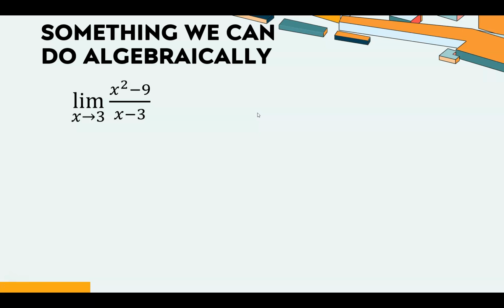Okay, so the limit as x approaches 3 of x squared minus 9 over x minus 3, we can do this algebraically, and we're going to. Then I'm going to show you where L'Hopital's rule comes from, like the proof of it. And then we're going to come back and do this same limit using L'Hopital's rule to see the power of that. Now, if you can do something algebraically, you should.